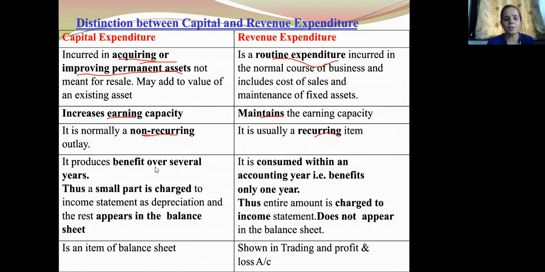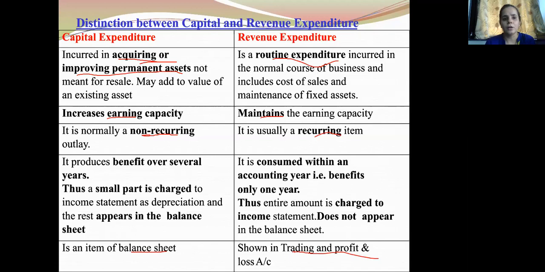Same thing, if we see more points, capital expenditure benefit is over several years, it may be for many years till the life of the asset, whereas the benefit of revenue expenses is restricted to only 1 year. It's routine in nature, it's recurring in nature, which the company has to do again and again. And most important, as I had already mentioned, as per accounting, capital expenses are shown in the balance sheet, whereas revenue expenses are shown in the trading and profit and loss account. So this is the difference between capital expenses and revenue expenses.